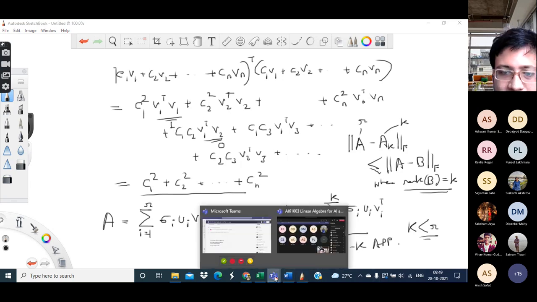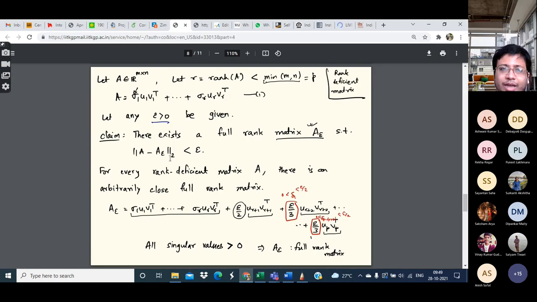Now here we are talking about the opposite thing: a high rank or full rank approximation of any given matrix. Here we are saying that A is a rank deficient matrix. Its rank is R. Now the claim is that there exists a full rank matrix, by which I mean its rank is as high as it can be. If A is an M cross N matrix, the highest its rank can be is the minimum value of M and N.